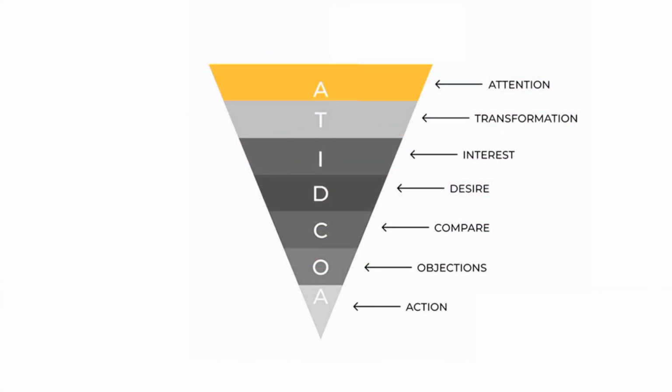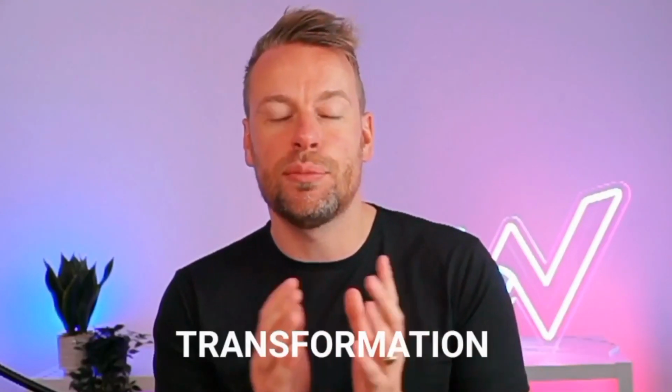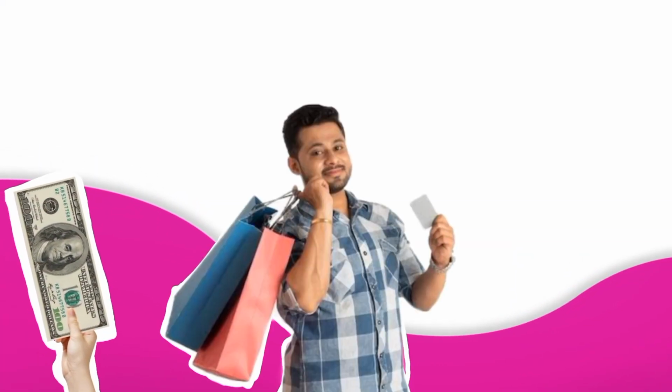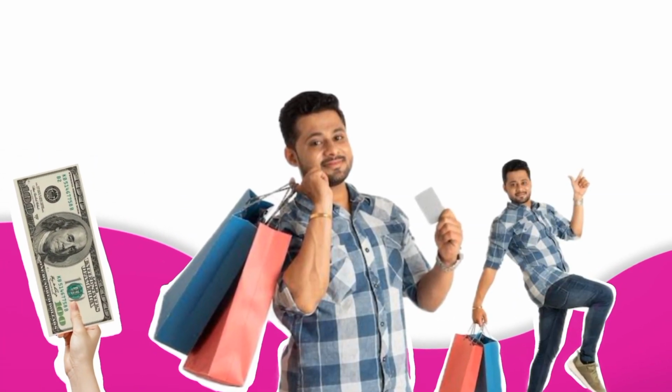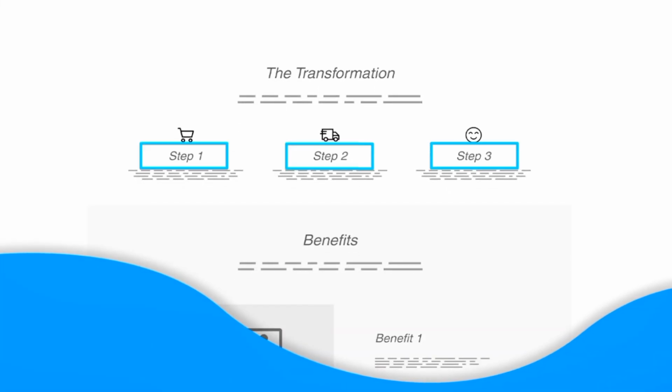That next section is T for transformation, and this is a new section we've introduced into the AIDA model. In the transformation section, what we want to do is take someone on a visual transformation. We want them to visualize buying the product, receiving the product, and then benefiting from the product. Typically we do that with a couple of things. We use text, we use images or icons, and most importantly, we annotate the steps.